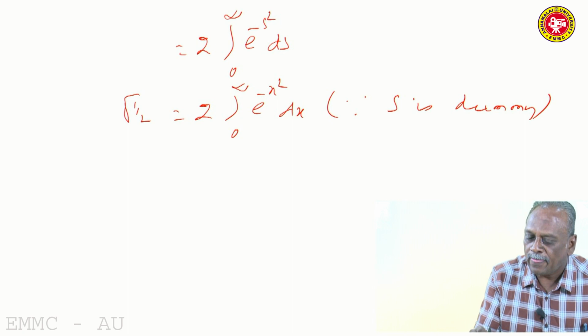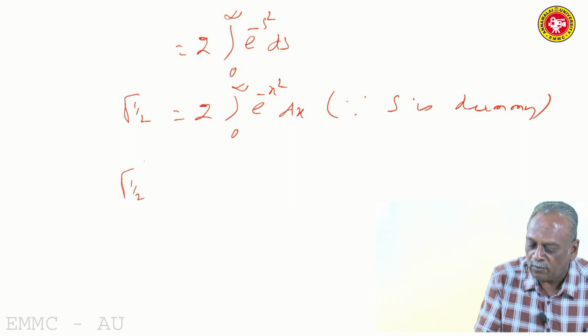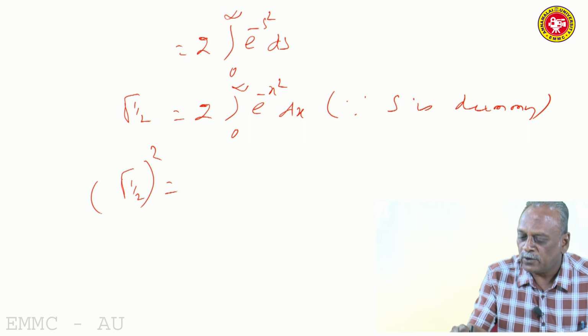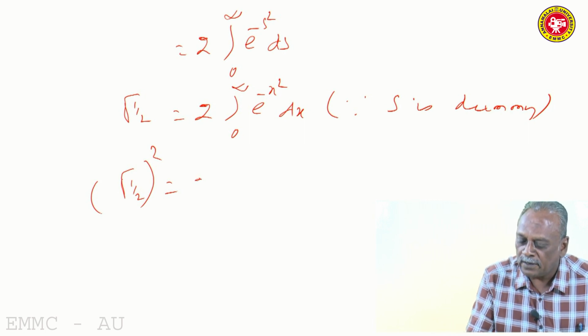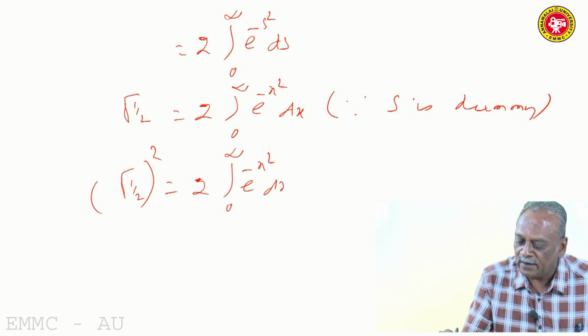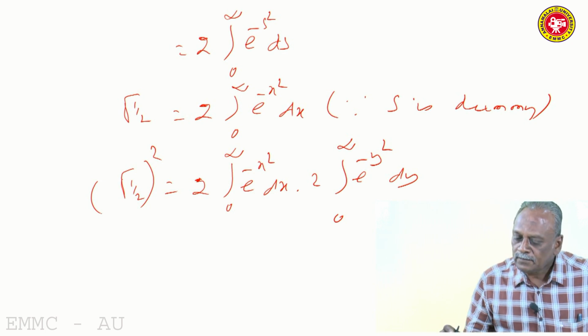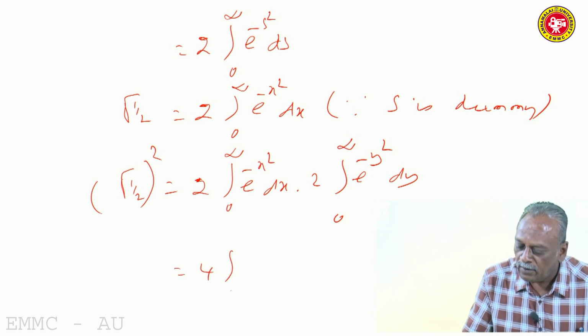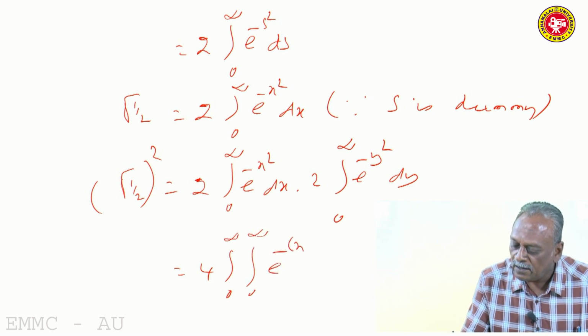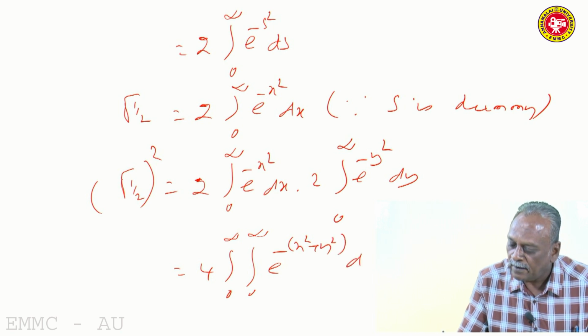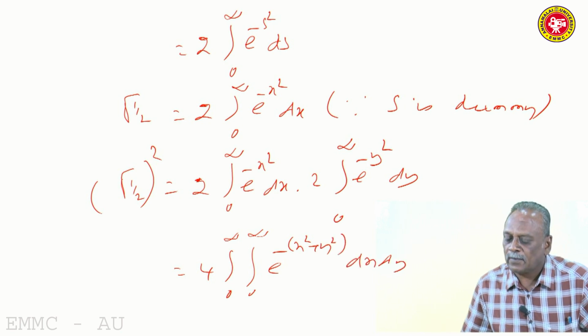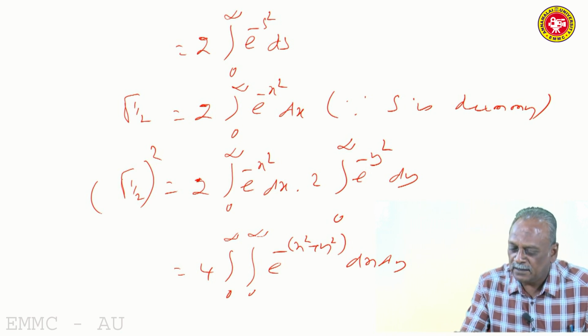Squaring on both sides, gamma 1 by 2 whole square. Instead of squaring this side, I am taking two variables like this: twice the integral from 0 to infinity of e power minus x square dx into twice the integral from 0 to infinity of e power minus y square dy. This becomes 4 times the double integral from 0 to infinity of e power minus of x square plus y square dx dy. We cannot integrate this directly.